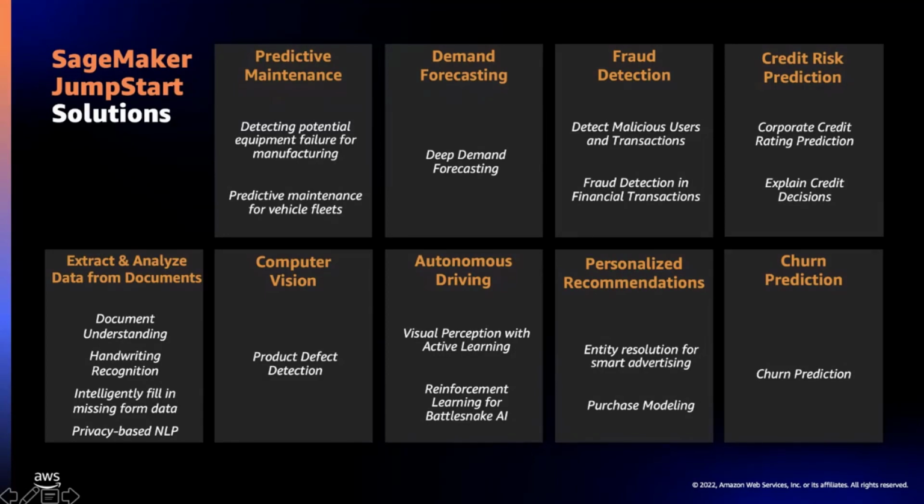So there are solutions for predictive maintenance. There are solutions for financial settings like credit risk prediction or fraud detection. There are solutions for personalized recommendations like purchase modeling or entity resolution for advertising. And then there are also solutions for text analysis and natural language processing. And that's actually one of the ones we're going to be showcasing today. Things as document understanding, getting better benefit from large documents and large bodies of text, optical character recognition in handwriting, and so on.